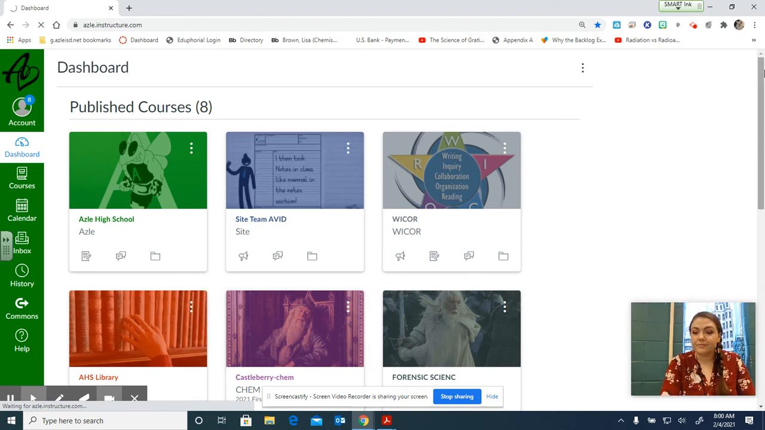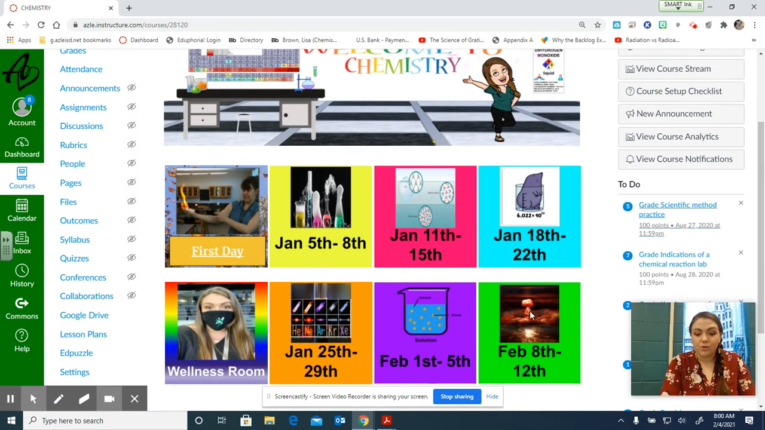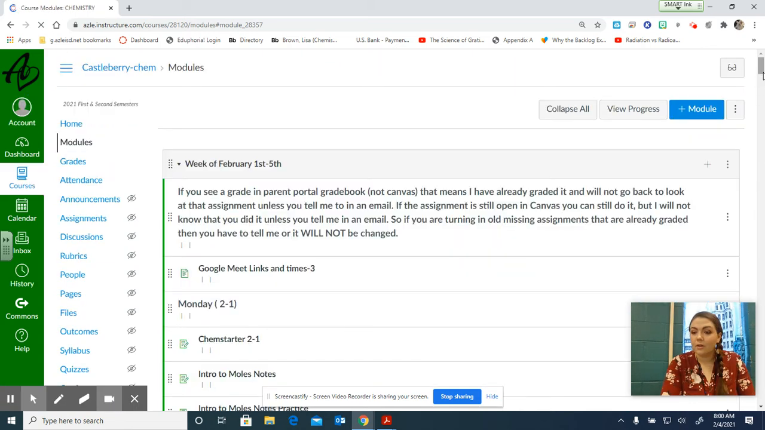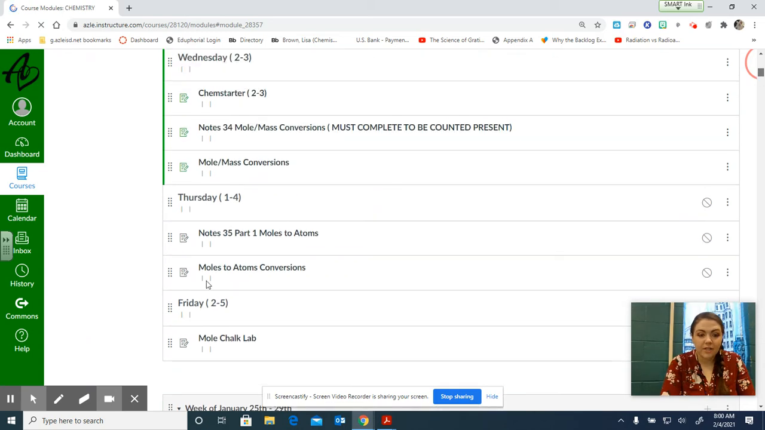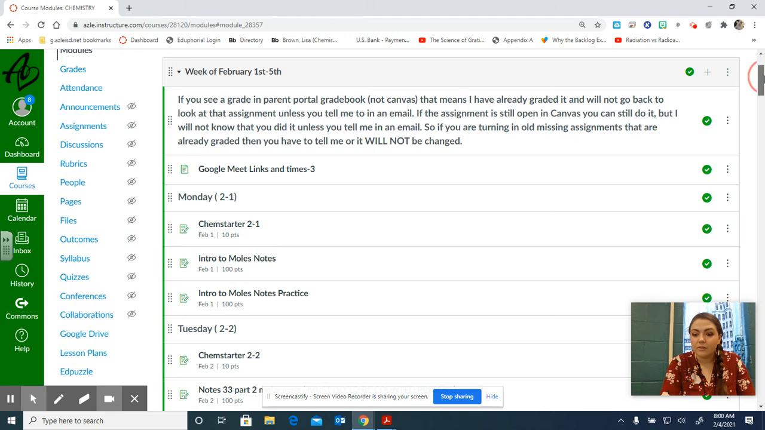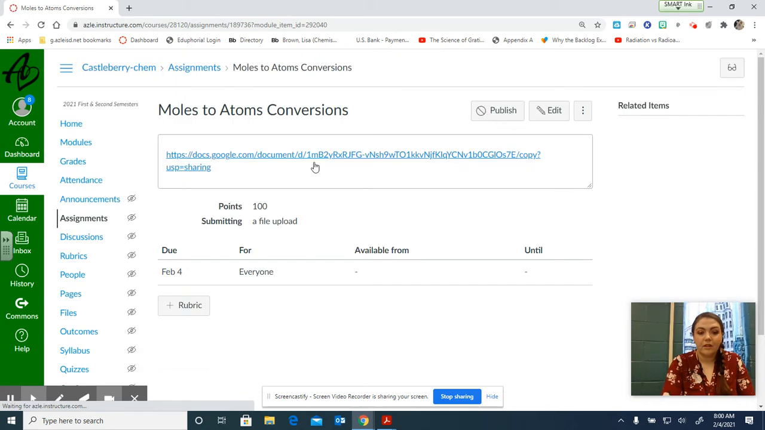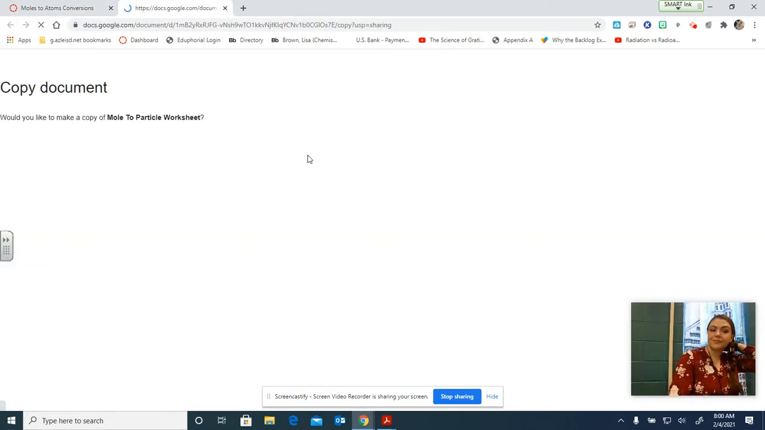It's loading. So we're going to this week. Going to today, Thursday, just doing moles to atoms. What did that just happen? Weird. Click. And open up this worksheet.